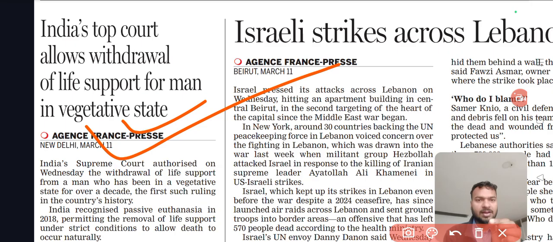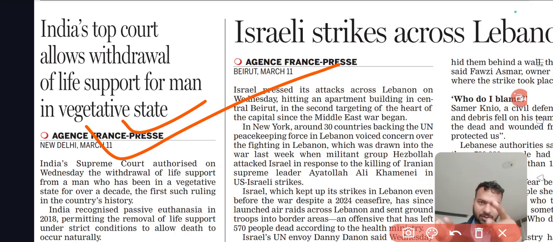Suppose a person is severely ill, he is in a permanent vegetative state, and he is not able to recover. The doctors have given up. There is no way to recover him. Then, if that person is sustaining his life on any form of life supporting treatment, mechanism, or equipment, then that equipment is withdrawn and the person is let to die naturally.